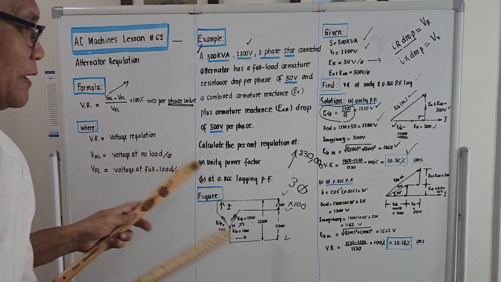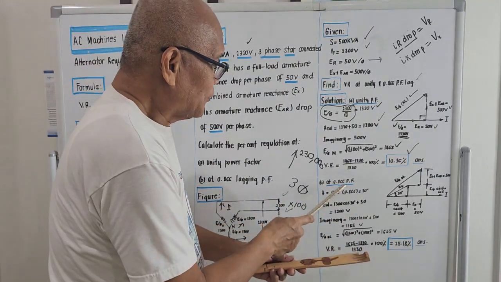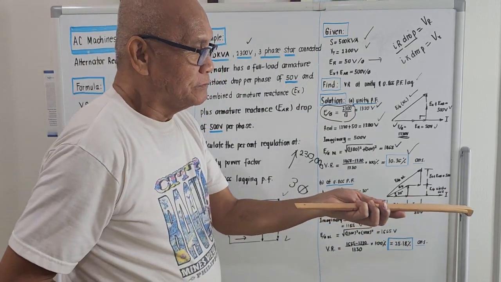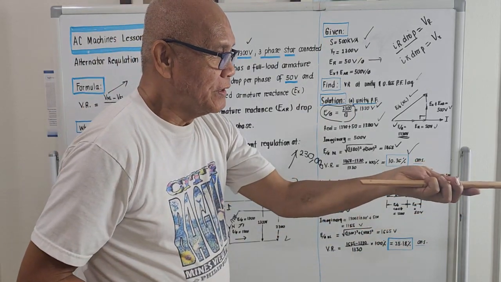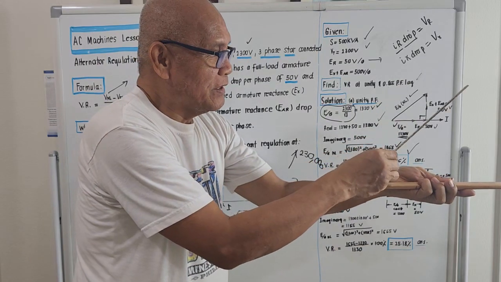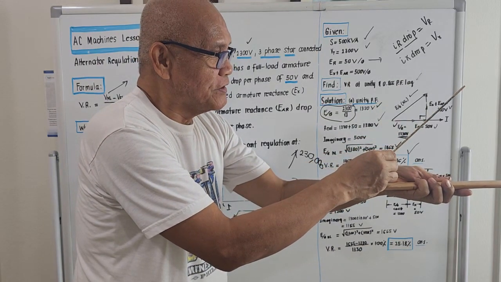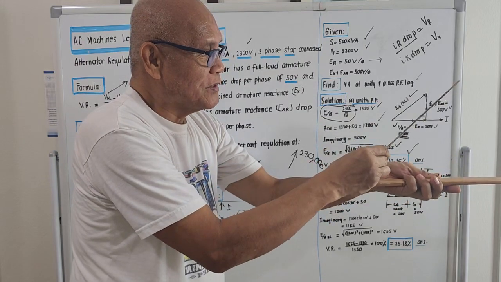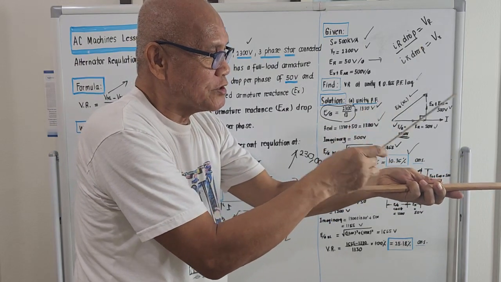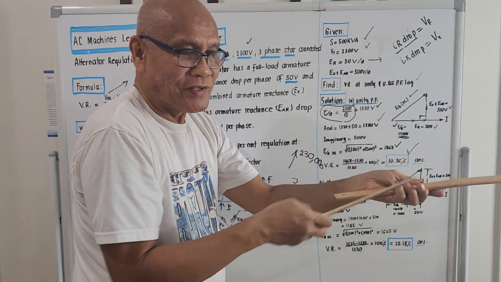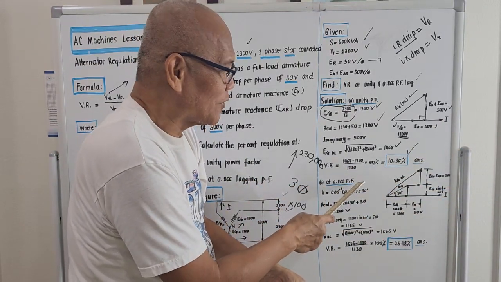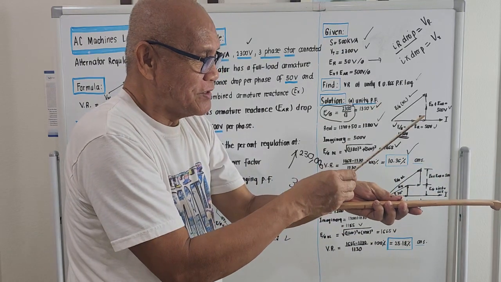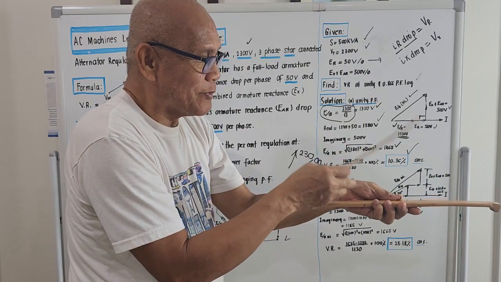It will be something like this. For a 0.866 power factor lagging, if this is the current at 0 degrees, the voltage is actually at 30 degrees. Okay? This is the current, this is the voltage, and there is an angle of difference between them. They are not in phase. That's why it is 0.866 power factor lagging.